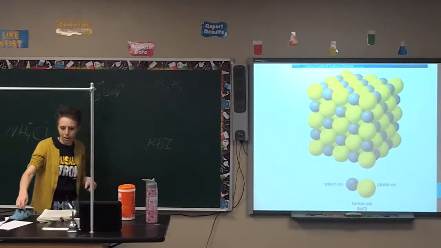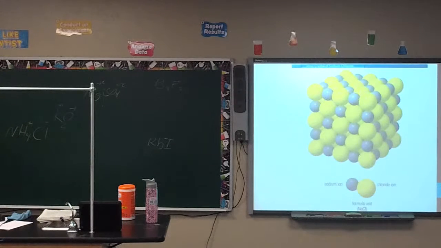Alright, looking at the periodic table, you have barium and chlorine, and then you have rubidium and iodine. So which ones are farther apart? Rubidium and iodine. You sure? Because they're on the same row and they're just straight across.